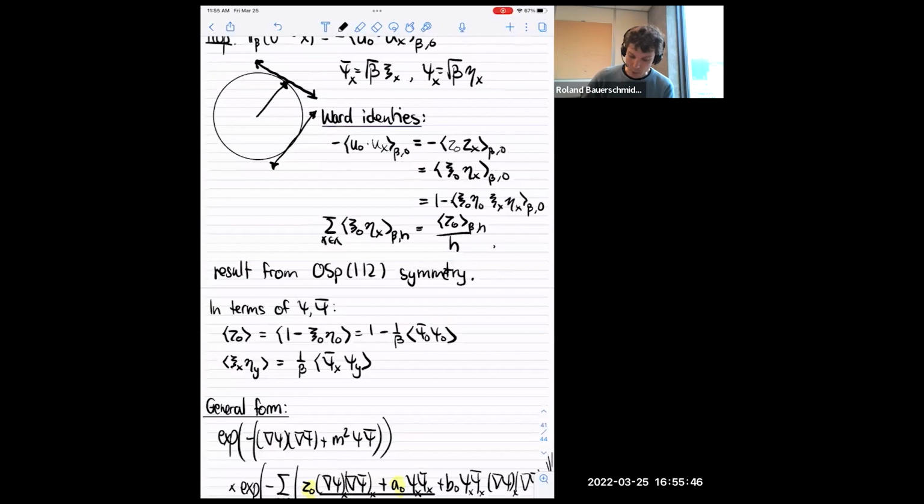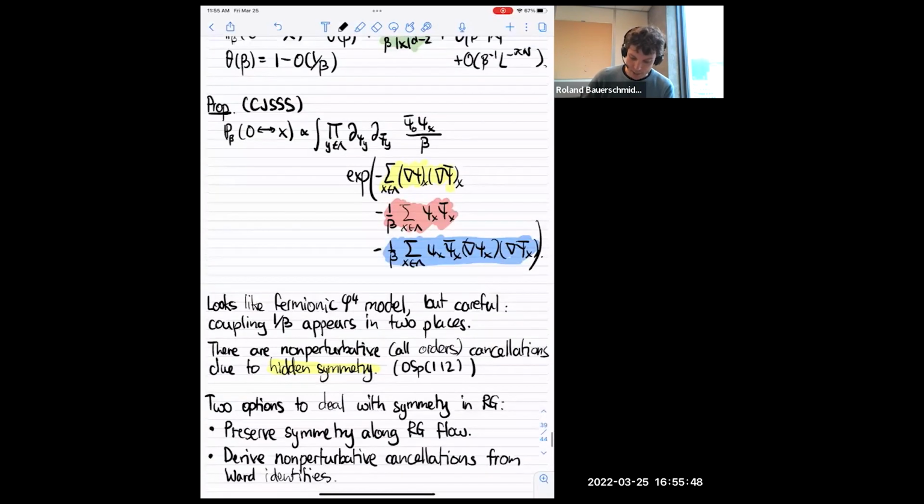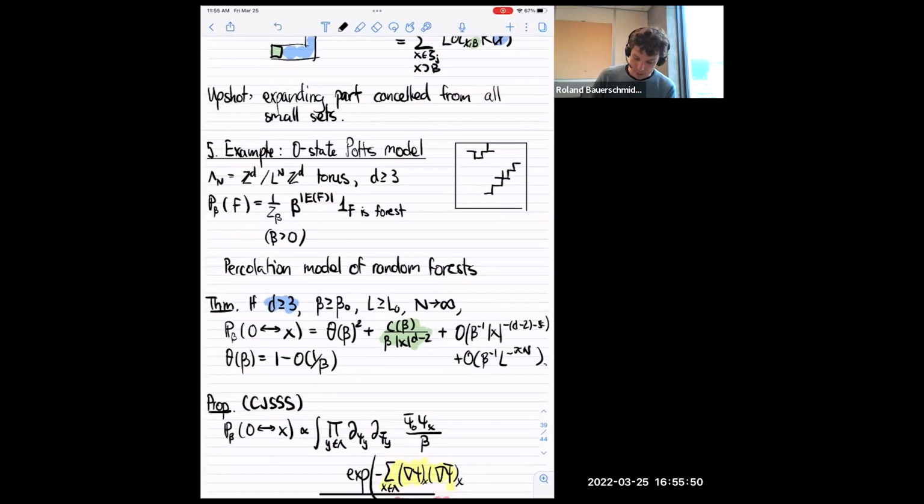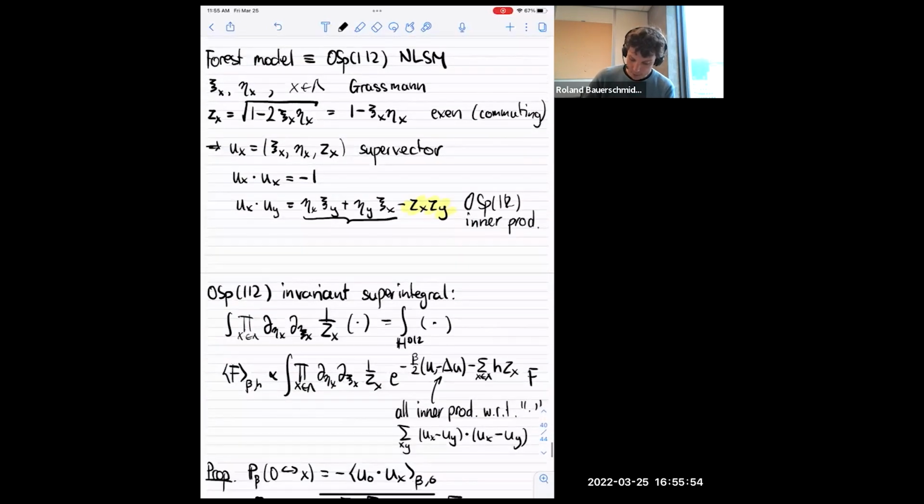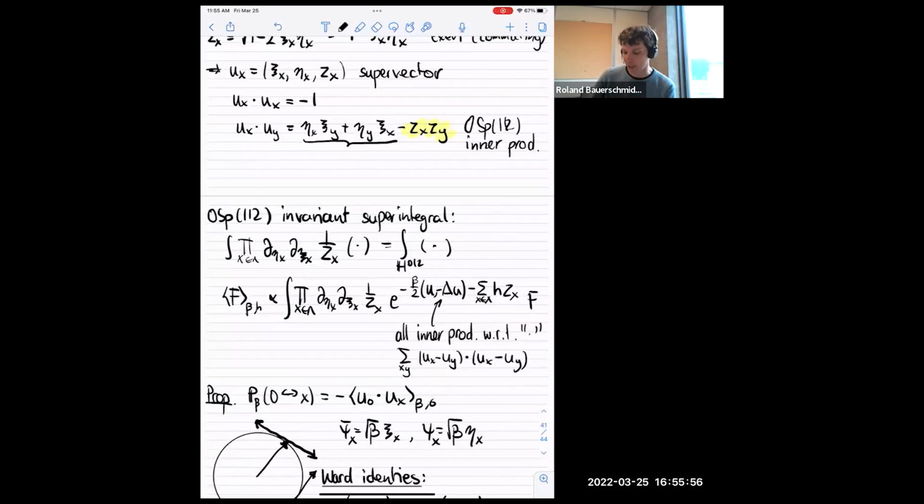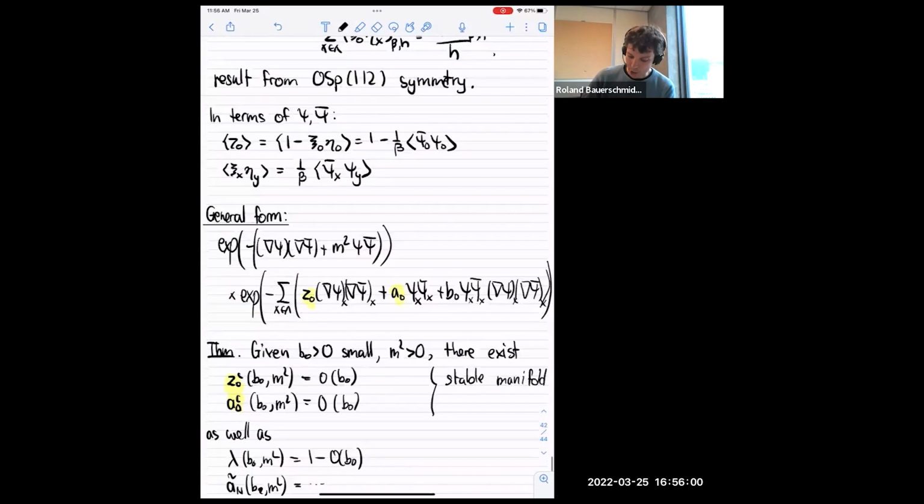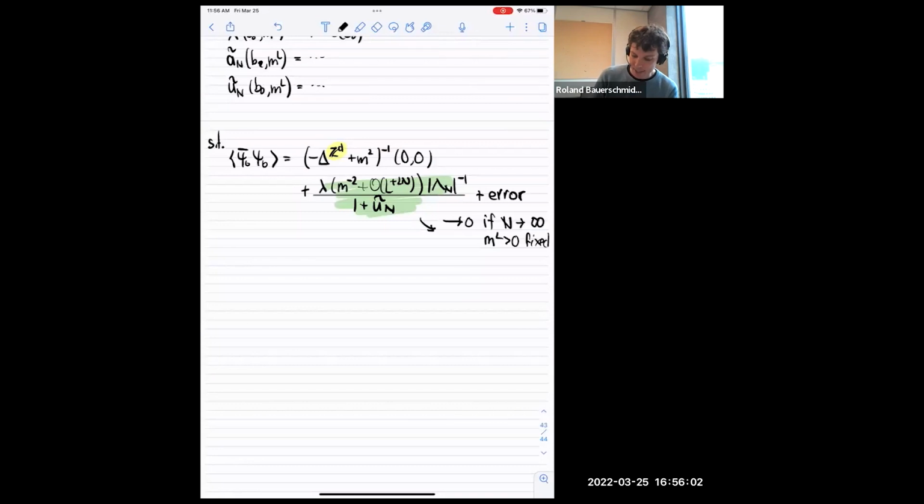However, what we want is to take basically this h parameter in the model to 0 in finite volume and then take the infinite volume limit. And it turns out what happens in this case is that the main contribution comes out of the second term.